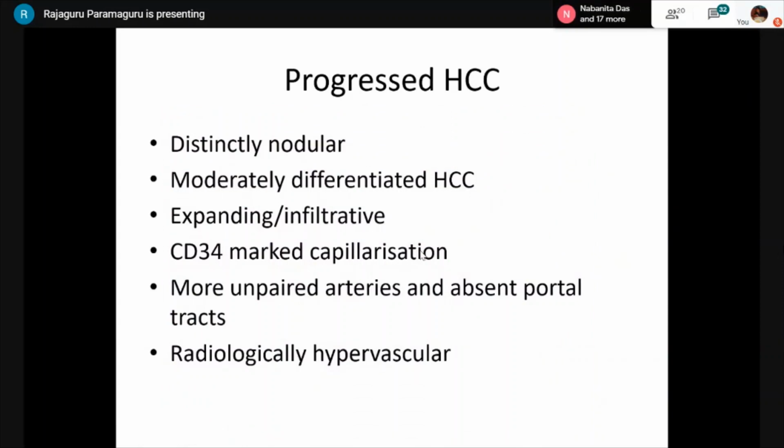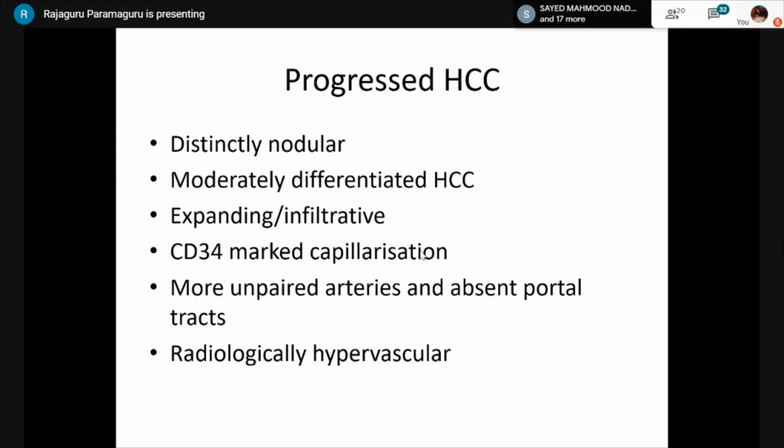And progressed HCC is a distinctly nodular lesion, and the features are those of a moderately differentiated HCC. It can be an expanding or infiltrating type. And CD34, in the previous image which we saw, will show marked capillarization with diffuse positivity in the sinusoids, and there will be more unpaired arteries.